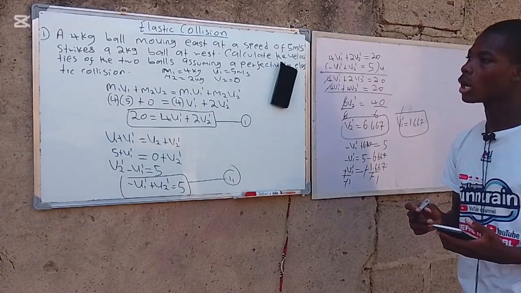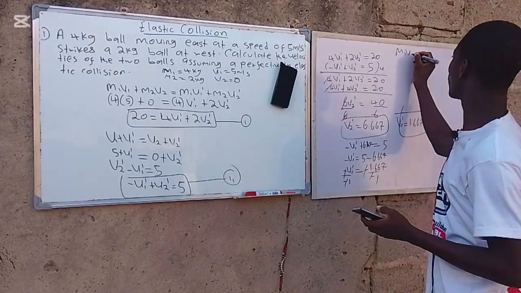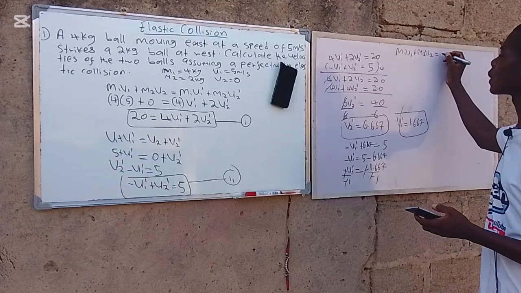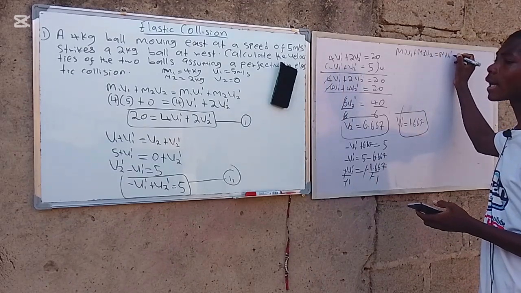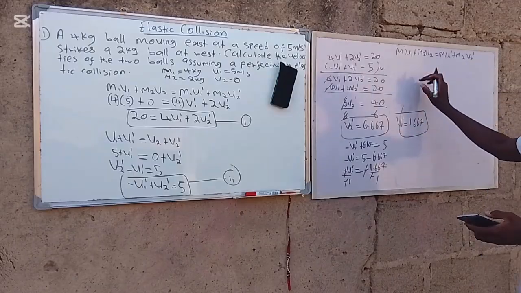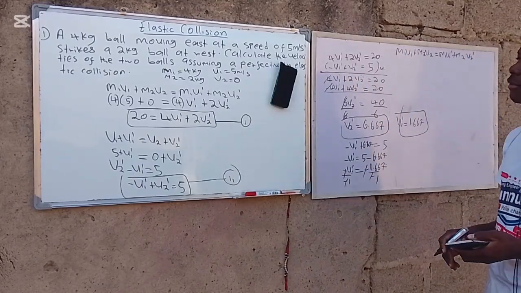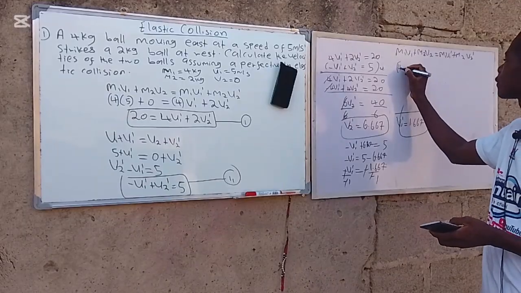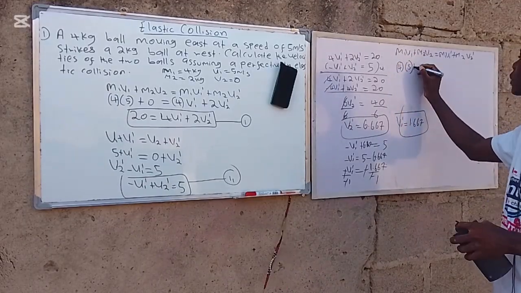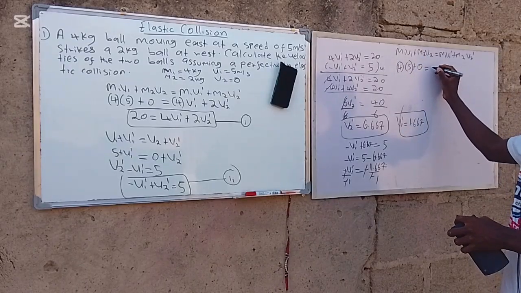But from the beginning, we said that m1 v1 plus m2 v2 is equal to m1 v1 prime plus m2 v2 prime. So this equation must be equal to this equation. So how can I prove it? I have the value of m1, which is 4, multiplied by v1, which is 5, plus this, the v2, which is 0. So therefore this will be 0.